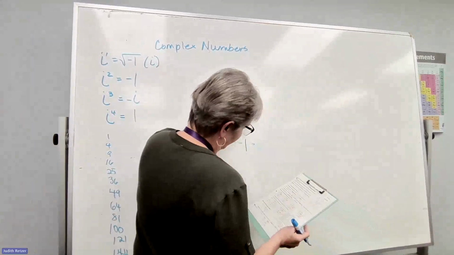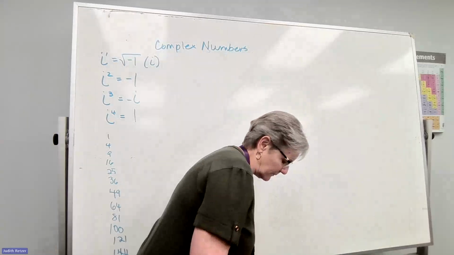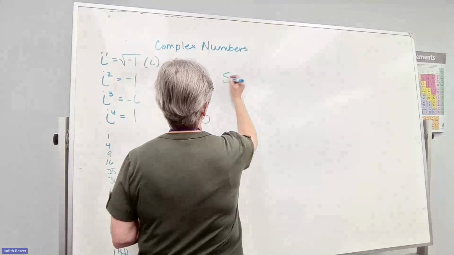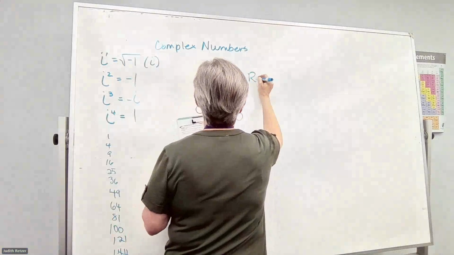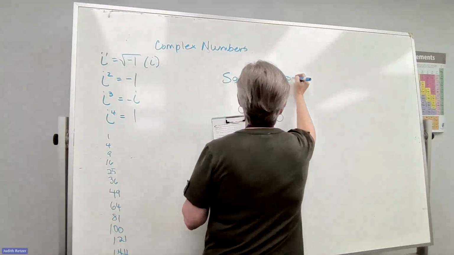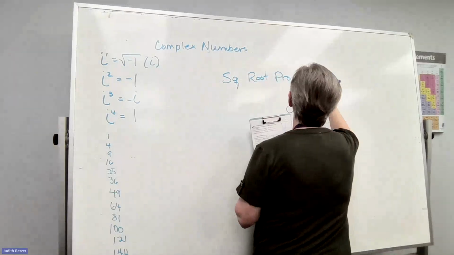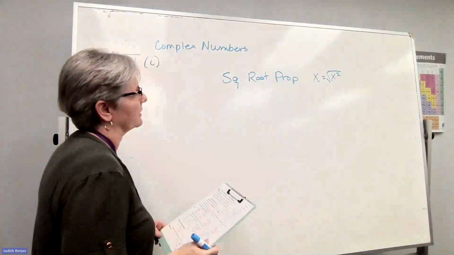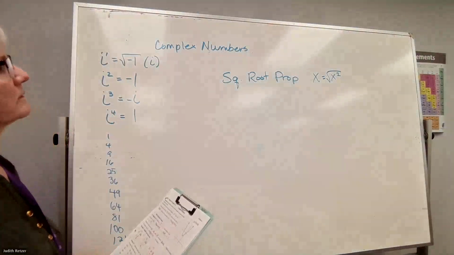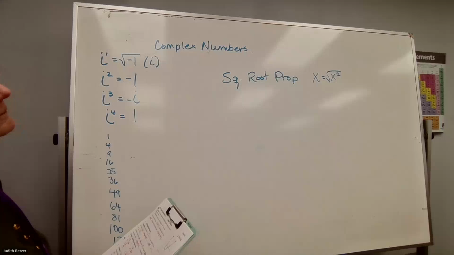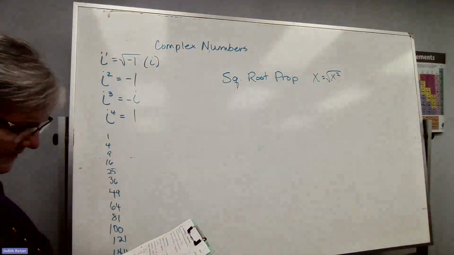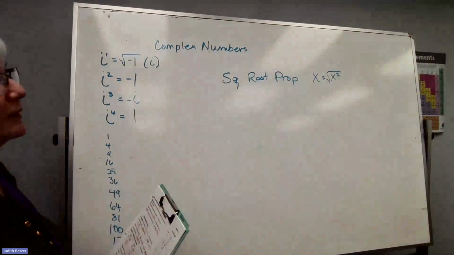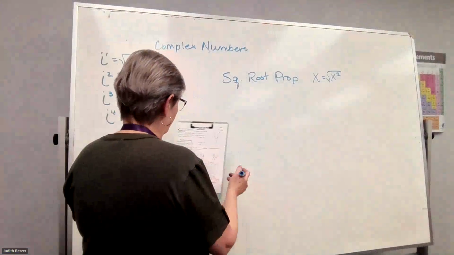Okay? In point number 3, where we're solving quadratics with imaginary solutions, sometimes we can use the square root property. The square root property says that x is equal to the square root of x squared, right? Is that right? I think that's right. If it's not, I'm sorry, but we know that if you square root x squared, you do get x. Okay. Go with that idea.